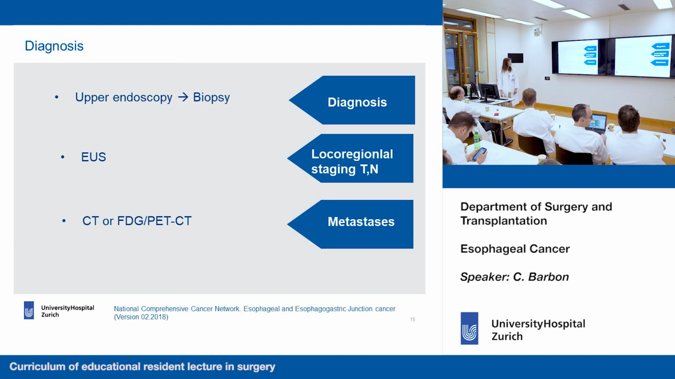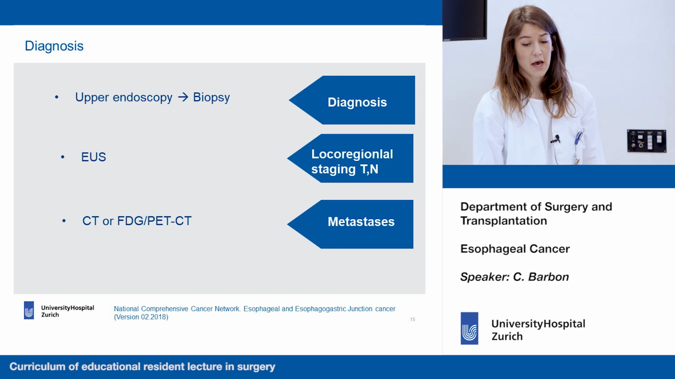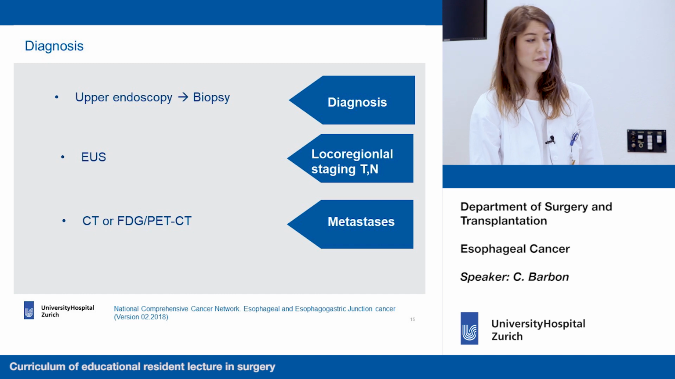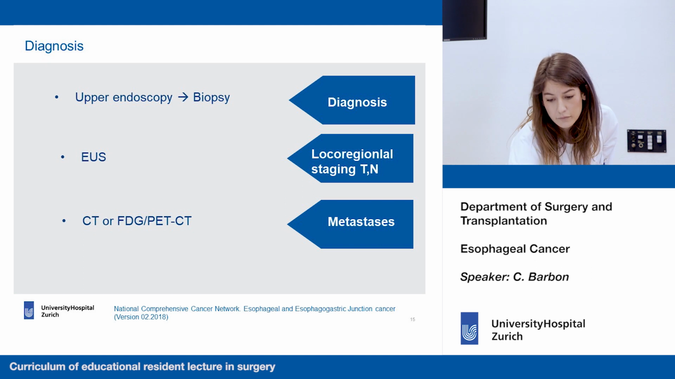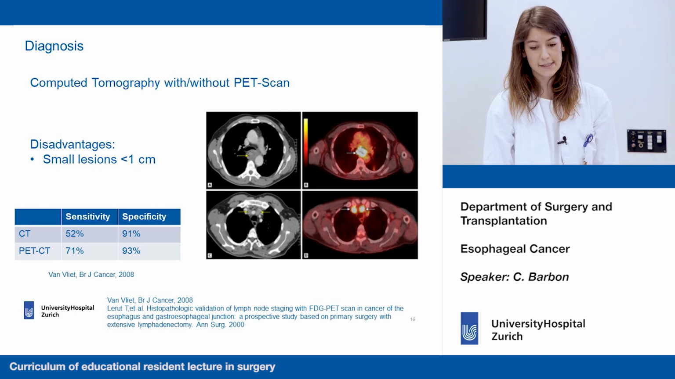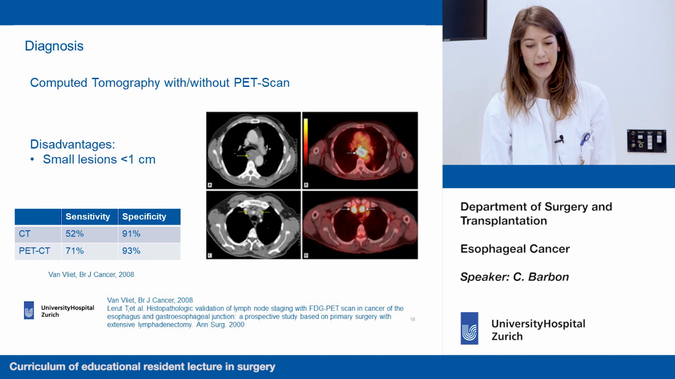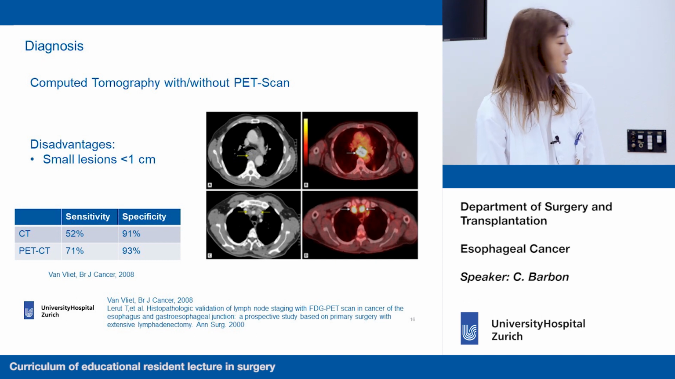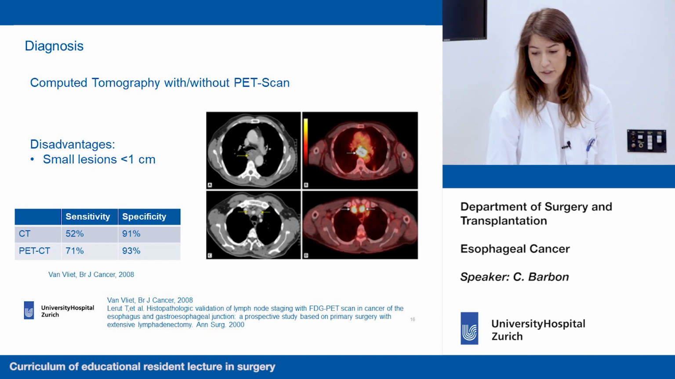And what about the distant disease? The guidelines say that we can perform a CT. However, PET-CT has a higher sensitivity, and this is why in Switzerland we usually perform PET-CT directly, because often patients undergo a CT, which is negative, and they still need to get a PET-CT. As you can see, this study shows how the CT has a lower sensitivity and specificity with respect to PET. However, PET still has difficulties in detecting lesions that are smaller than 1 centimeter.